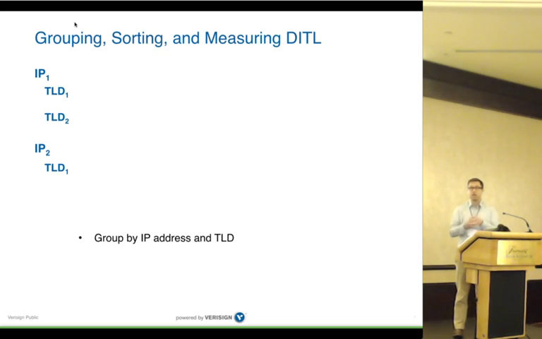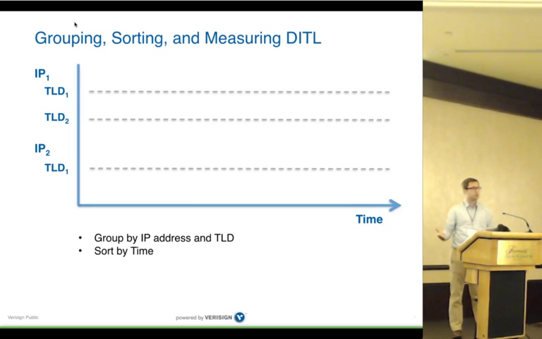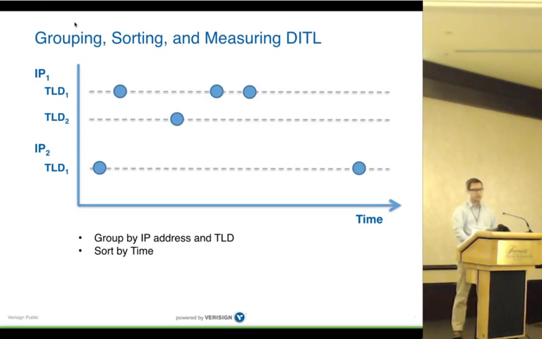And then within that IP grouping, we also needed to group for a specific TLD. Here we're talking about delegated TLDs at the time of the DIDL collection. Once we had that grouping complete, we would then need to sort all of the queries by time. Once we had that all lined up, we could start doing our actual measurements.